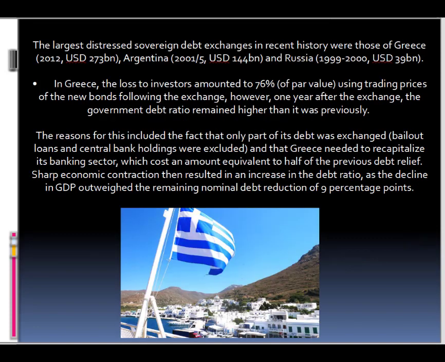Let's start with a few examples. In Greece, the loss to investors amounted to 76% of par value using trading prices of the new bonds following the exchange. However, 1 year after the exchange, the government debt ratio remained higher than it was previously.